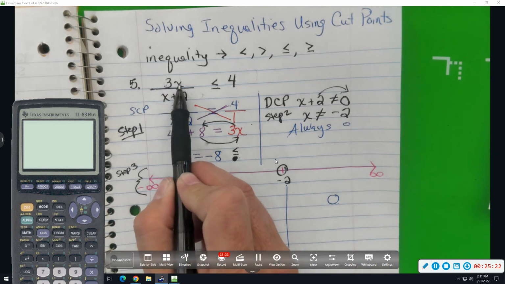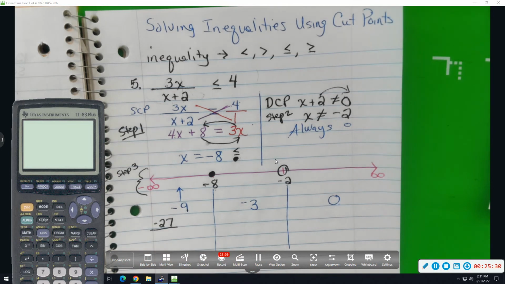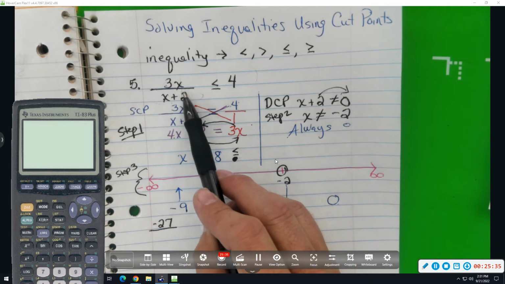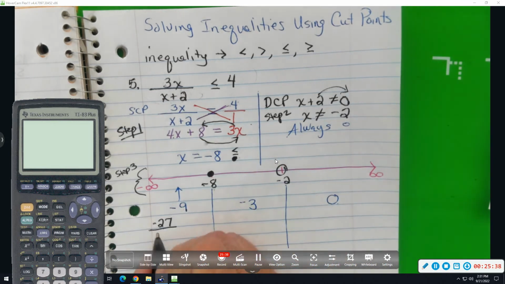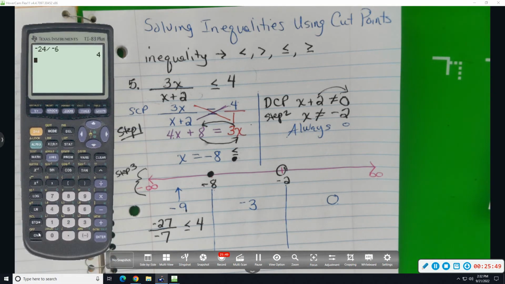3 times negative 9, that's a negative 27. What are we going to have on the bottom? Negative 9 plus 2, negative 7, good, is less than or equal to 4. Well, it's certainly not equal to 4, but what's 27? Negative divided by negative is positive, so I'm just going to punch in 27 divided by 7, and we are getting a 3.85 or something.